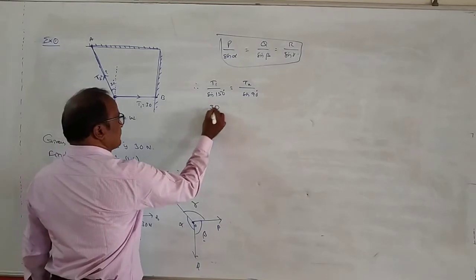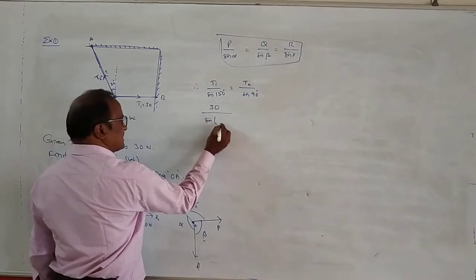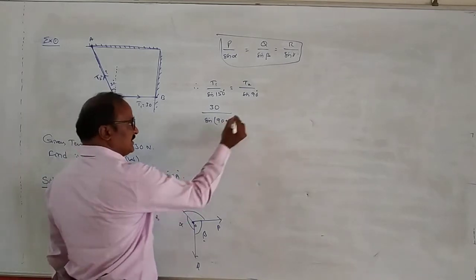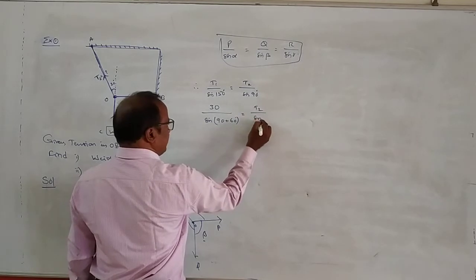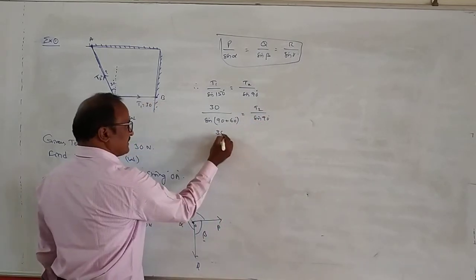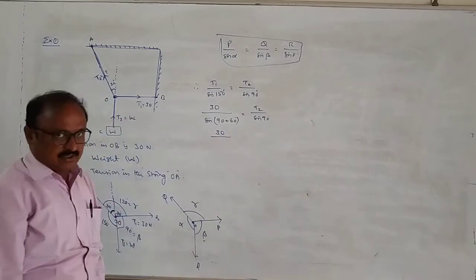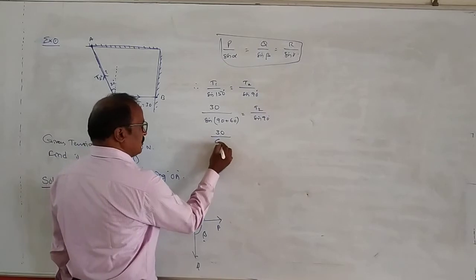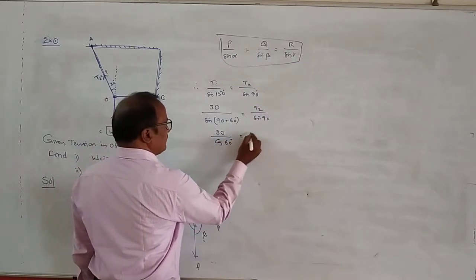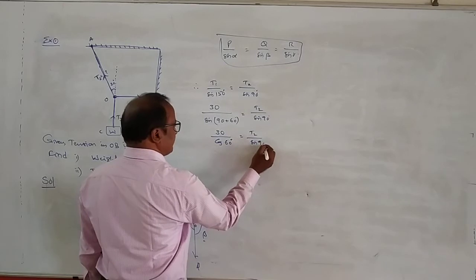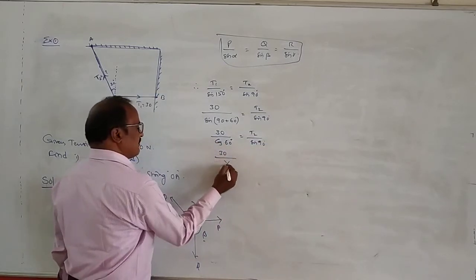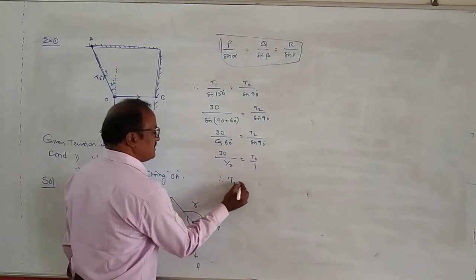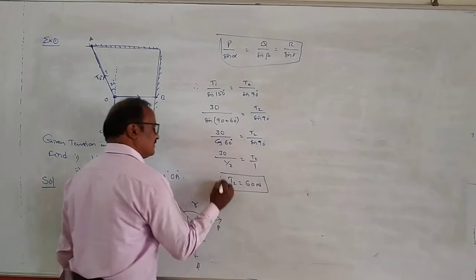It is given, 30 by sin 150 is written as sin of 90 plus 60, is equal to T2 by sin 90. Again, 30 by sin of 90 plus theta. Sin of 90 plus theta is equal to cos theta; in the second quadrant sin is also positive. Cos 60 is equal to 1 by 2. And T2 by sin 90 is equal to T2 by 1. Therefore, on solving, T2 is equal to 60 newtons. Okay now, this is the value.